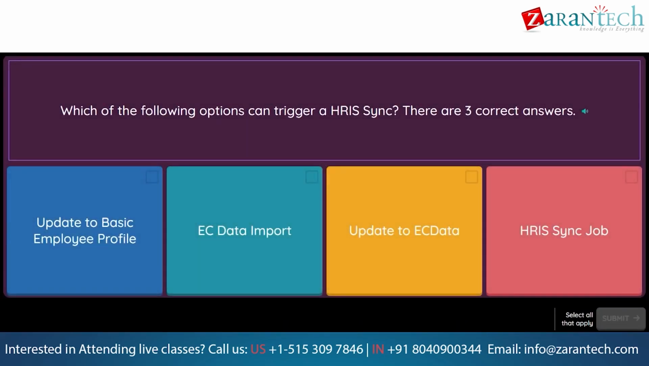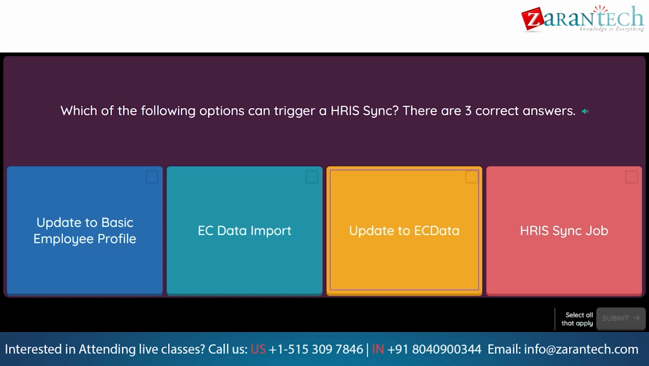Question: which of the following options can trigger a HRIS sync? There are 3 correct answers. Option 1. Update to basic employee profile. Option 2. EC data import. Option 3. Update to EC data. Option 4. HRIS sync job.